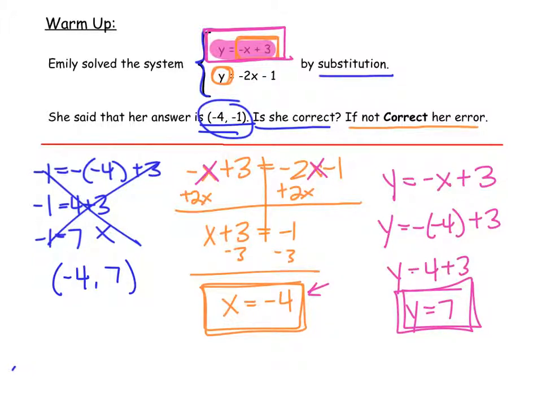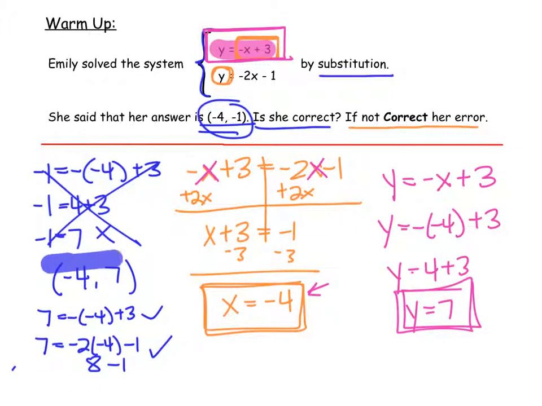So let's see. If y is 7, does that equal the opposite of -4 plus 3? Well, yes, that would be 7. And if y is 7, is that -2 times -4 minus 1? Well, -2 times -4 is 8. 8 minus 1 is 7. So yes. Because we actually went through and did that next step of checking our answer, we can be confident that our solution truly is (-4, 7).